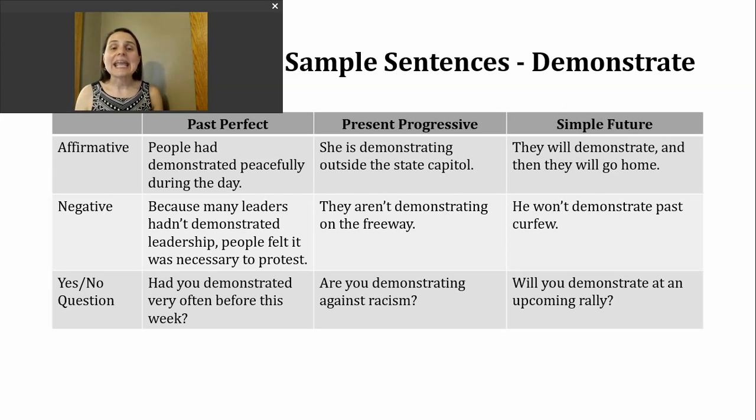Finally, if we want to make a question in the present progressive, we're going to start with that present form of be, then our subject, and then the ing form of the verb. Are you demonstrating against racism?